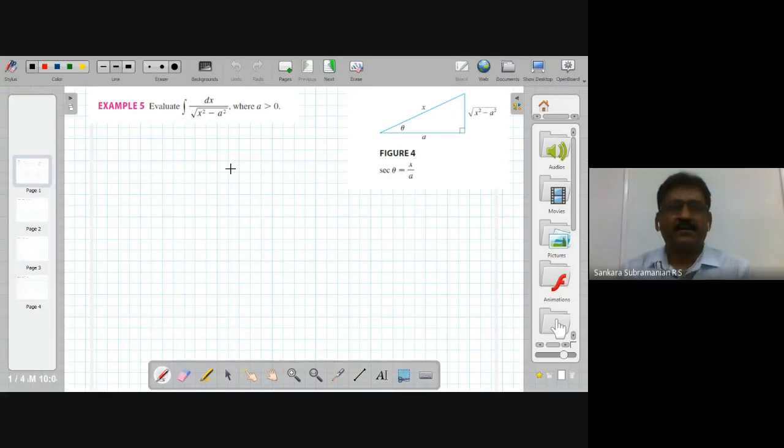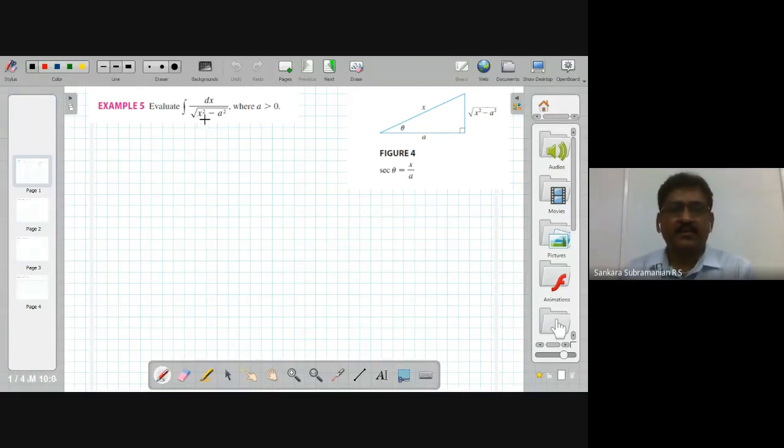All right, please take your note and your pen. Please spare some time, because just listening to the lecture will never help you. Please go for solving this problem. Shall we go and solve? Yes, sir. So evaluate the integral dx by square root of x square minus a square, where a is a positive value.